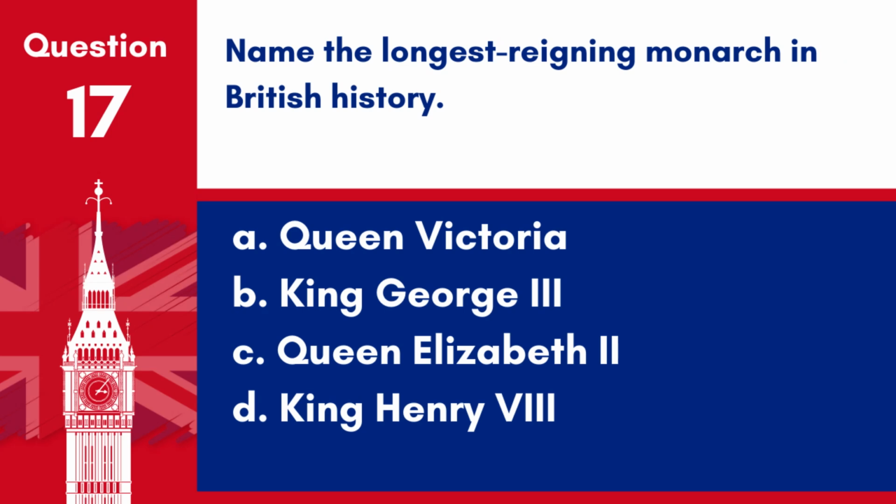Question 17. Name the longest reigning monarch in British history. A. Queen Victoria. B. King George III. C. Queen Elizabeth II. D. King Henry VIII.